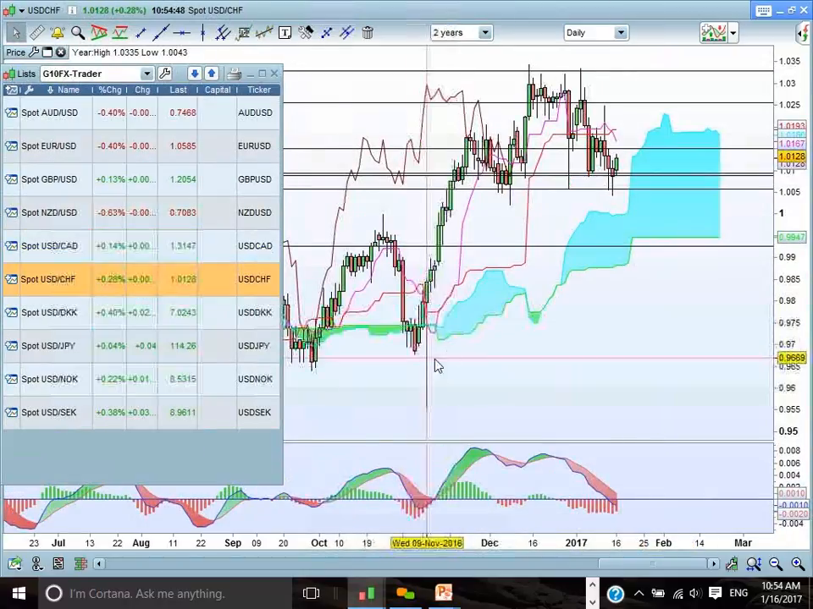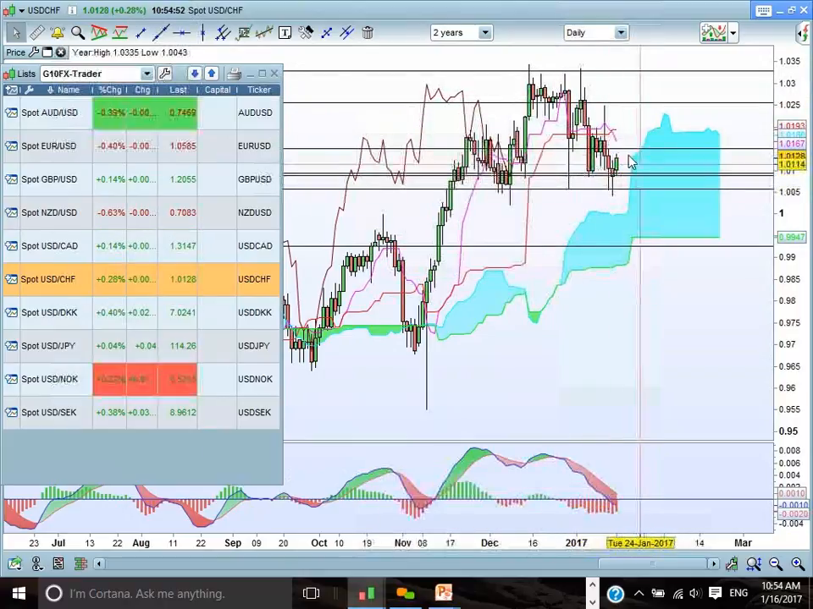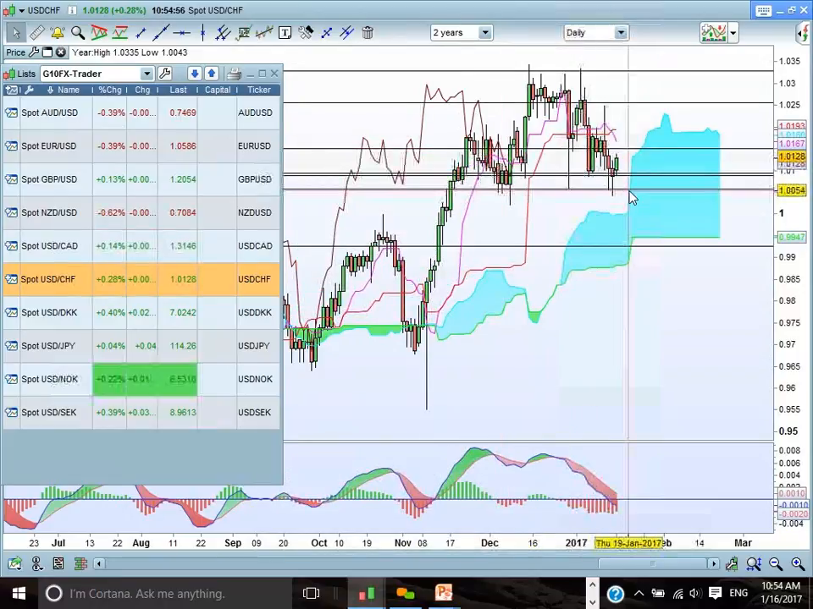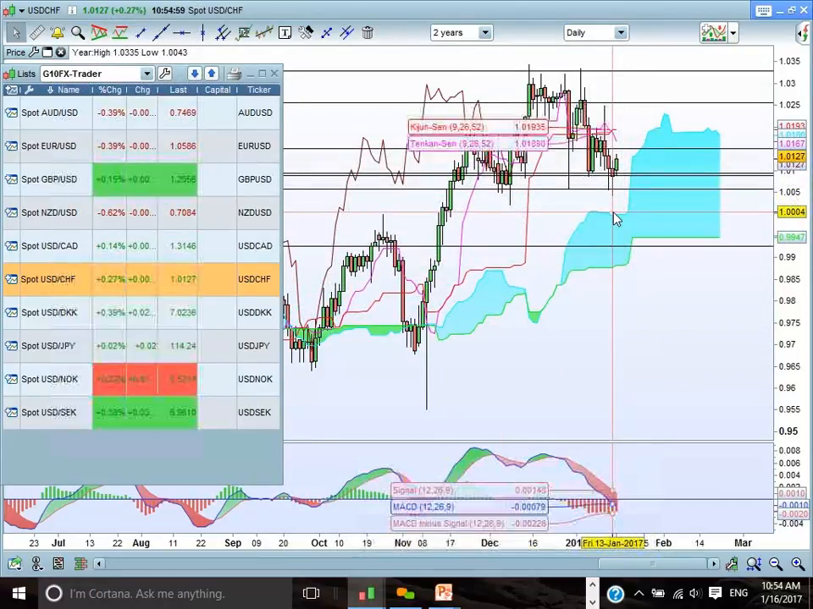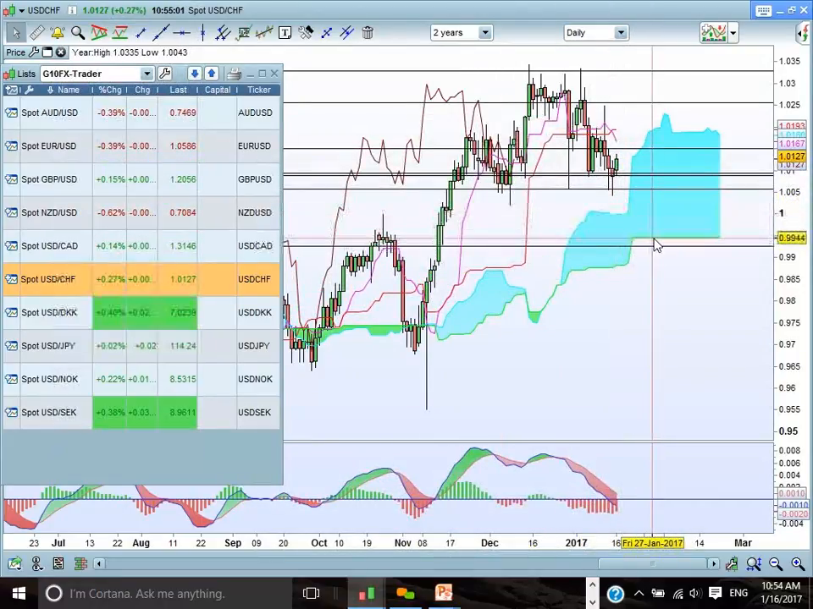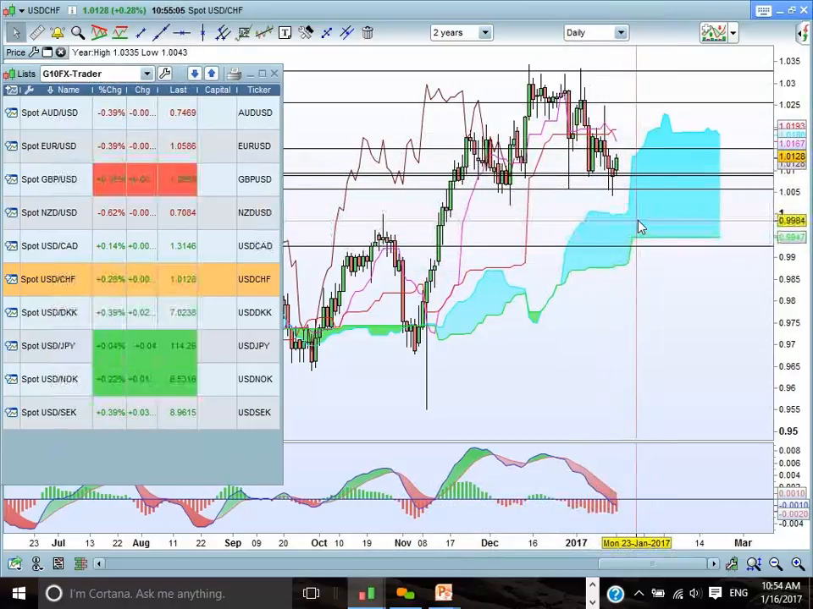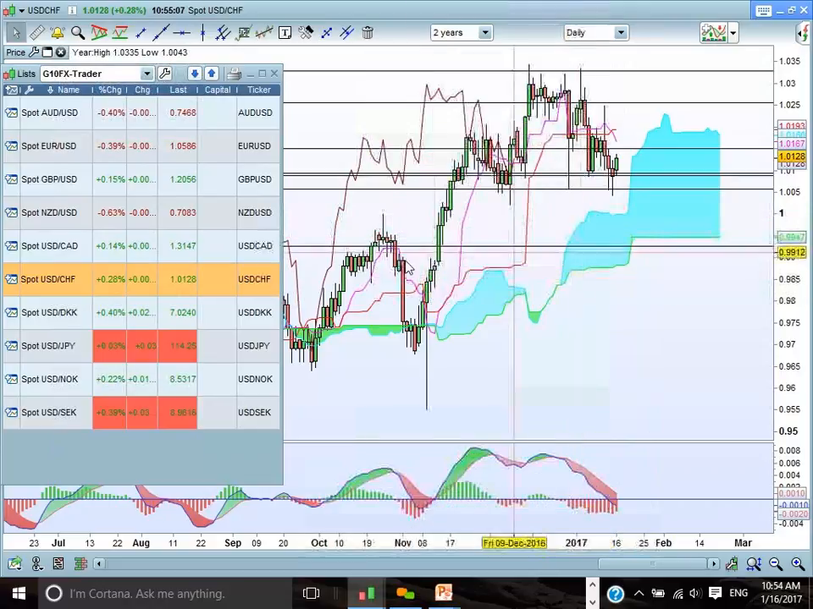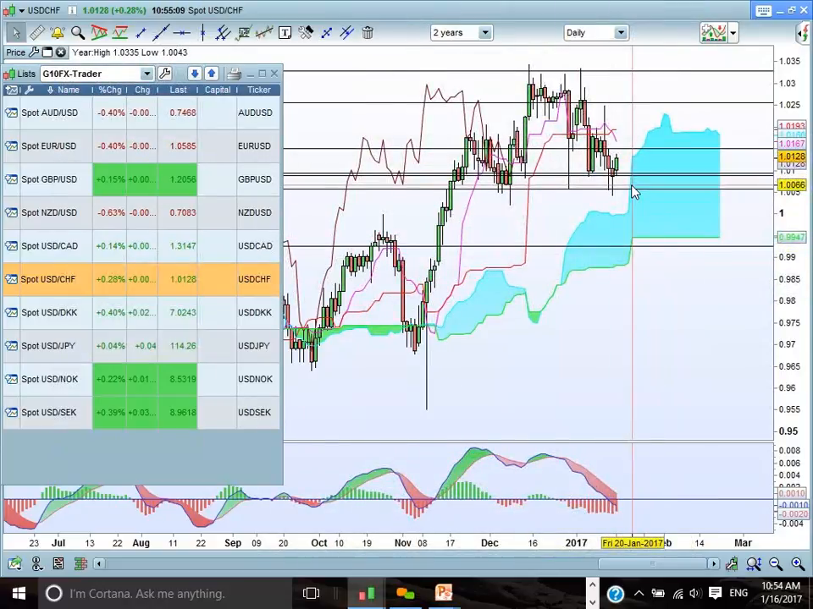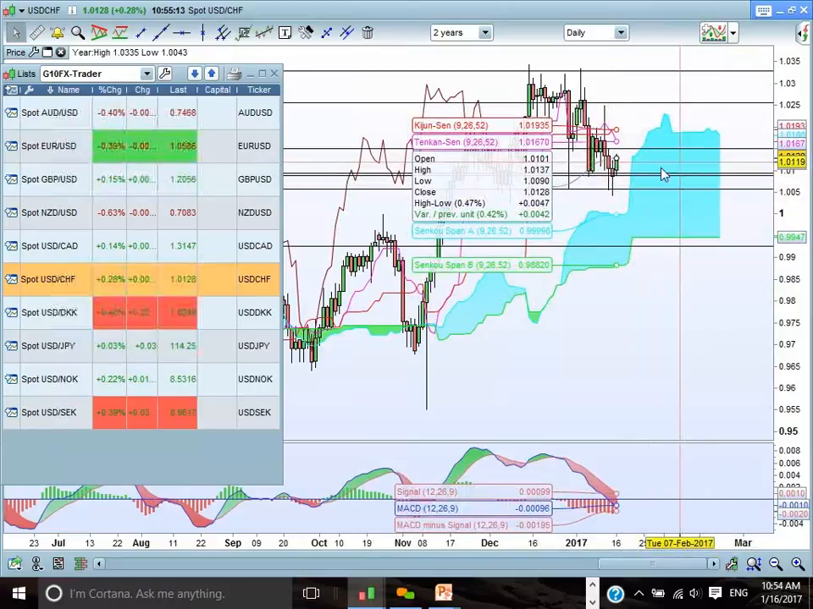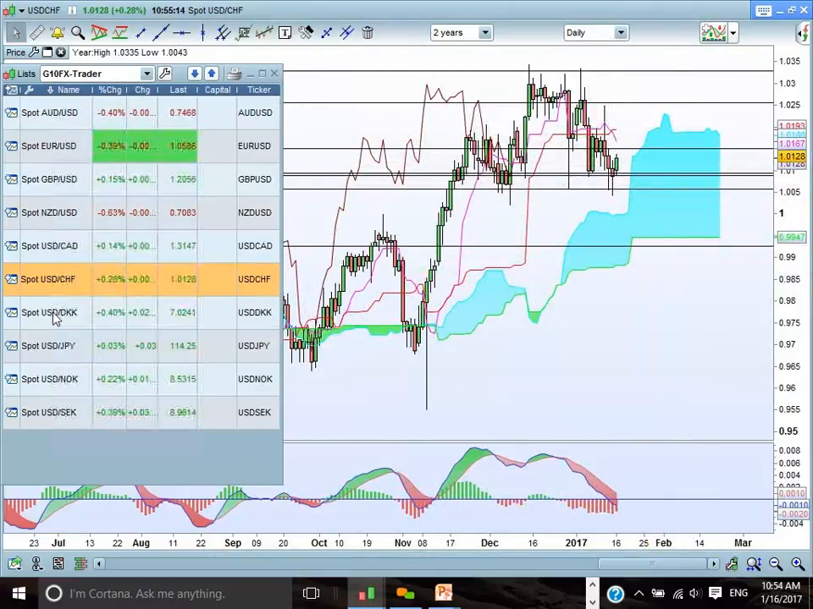US dollar Swiss franc, sliding lower towards the top end of the cloud for support. This old lows here is currently the support zone. The top end of the cloud here is the next support zone, and the bottom end of the cloud is the extreme support zone. So watch out. We can see further downside in the US dollar Swiss franc as it's consolidating the recent move, and the cloud is now the next support level. So more downside to come.